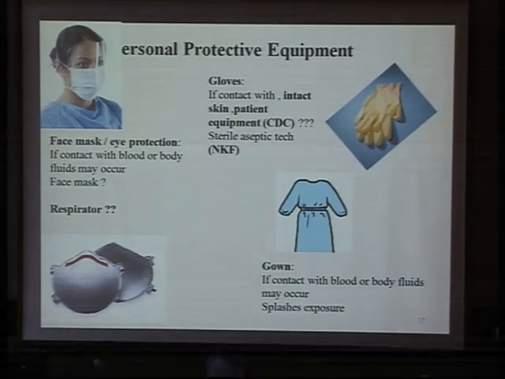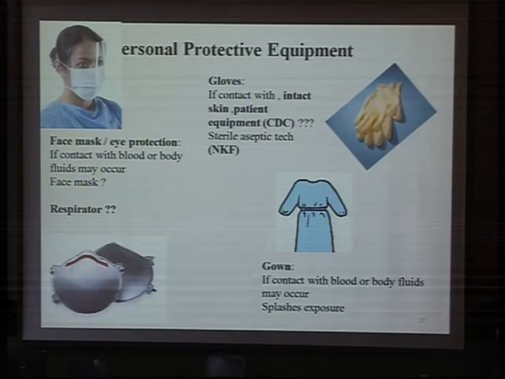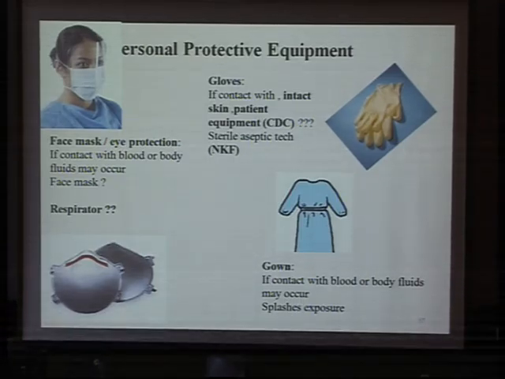The gown should be semi-permeable. You wear it if there is a possibility of a splash of blood. The uniform can be colonized, the doctor can be colonized by bacteria. It's reported that about 70% of doctors have bacterial colonization, either MRSA or other bacteria. So the uniform should be cleaned daily and not go out of the unit and move around.